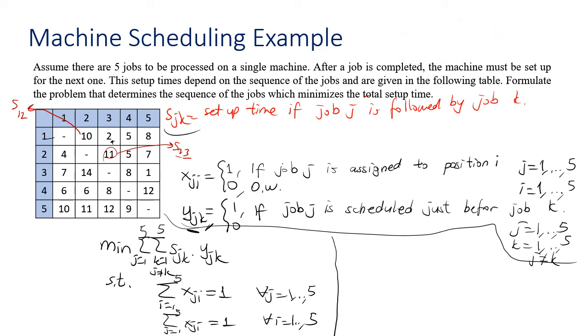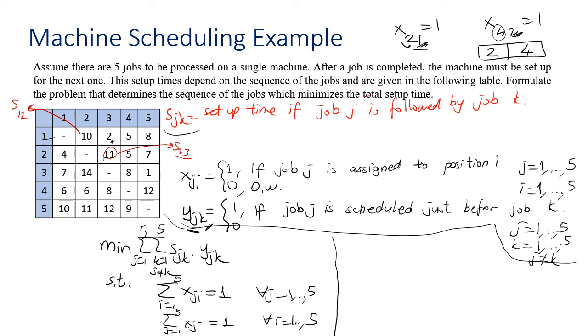Assume that x(2,1) is equal to 1 and x(4,2) is equal to 1. What does it mean? Job 2 is assigned to the first position, so this is job 2, and job 4 is assigned to the second position, which is this one. So from here we understand that these are on adjacent positions and job 4 follows job 2.